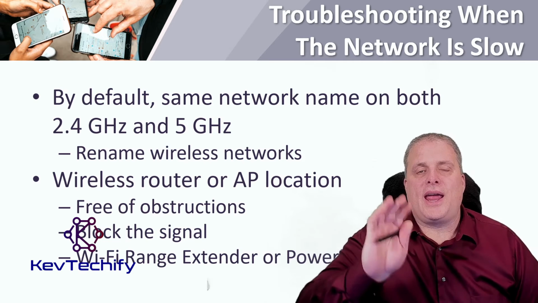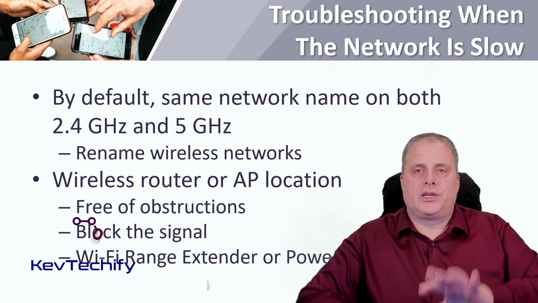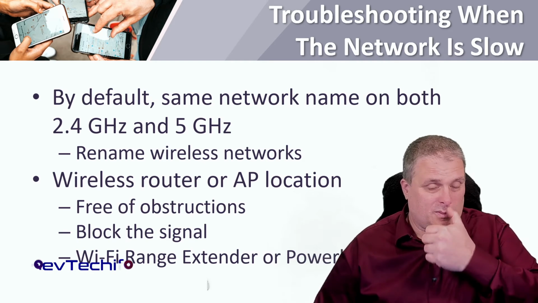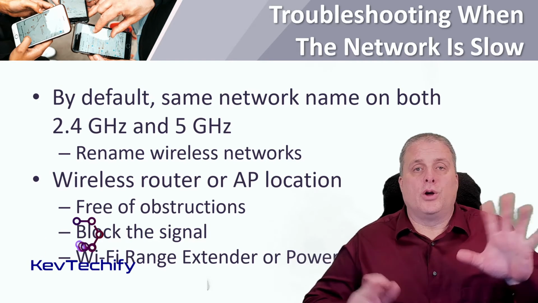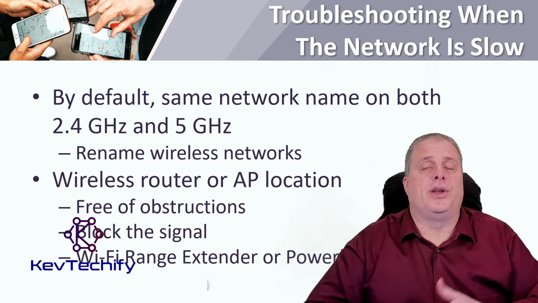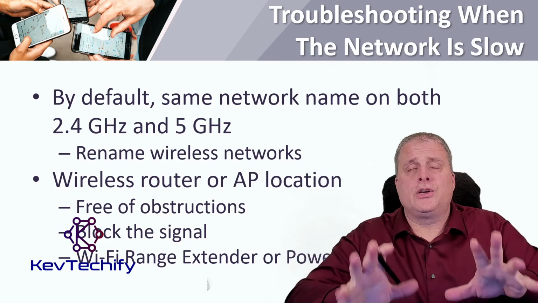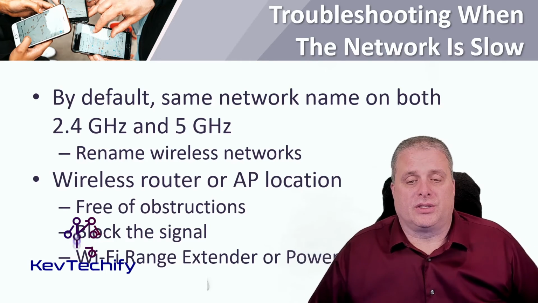Also, where you put your access points, pay attention to the surroundings. Make sure there's no obstructions. Put it in the center of the room. Don't put it in a corner behind the file cabinet, because that file cabinet is going to block all the signals going through. So look at that. Make sure that there's nothing blocking your signals.